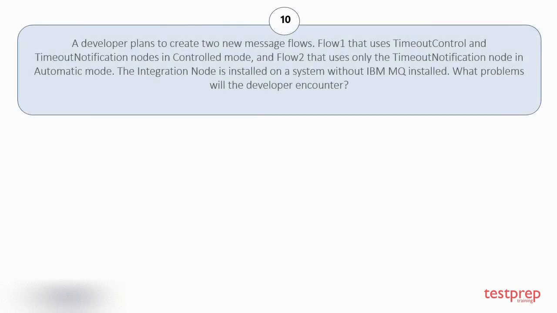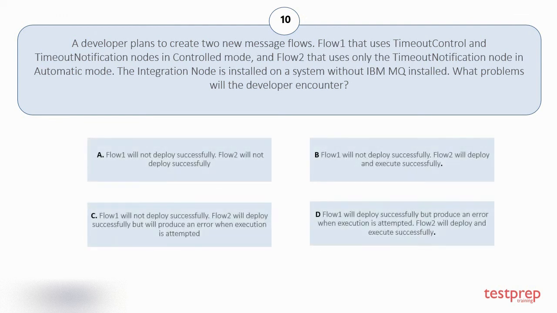Question number 10. A developer plans to create two new message flows. Flow 1 that uses timeout control and timeout notification nodes in controlled mode, and Flow 2 that uses only the timeout notification node in automatic mode. The integration node is installed on a system without IBM MQ installed. What problems will the developer encounter? Your options are A. Flow 1 will not deploy successfully. Flow 2 will not deploy successfully.